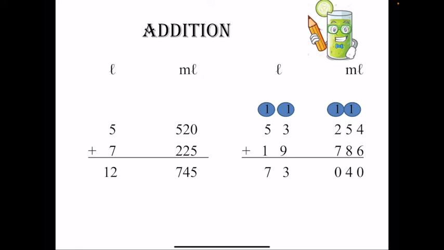So what is your answer now? 73 liters 40 milliliters, because in the milliliter columns, hundreds place, it is 0. So we can skip that and say 40 milliliters. Is it clear children? Have you understood? Good. Note them down. You can note them down in your rough copy.